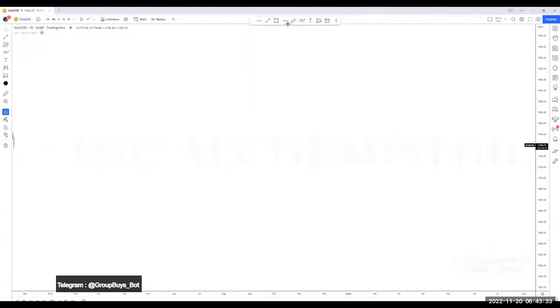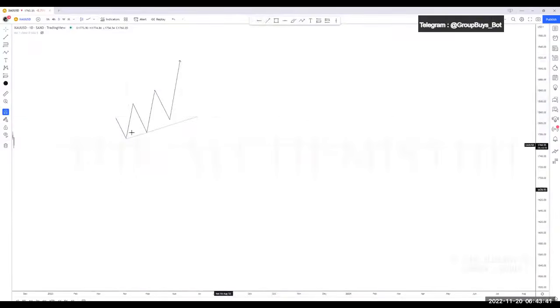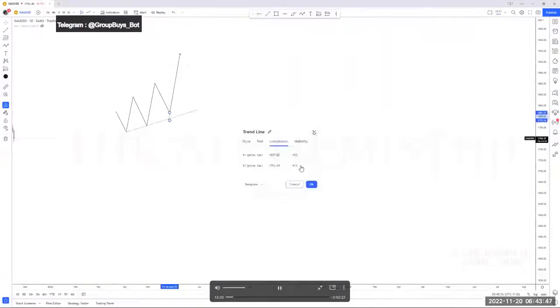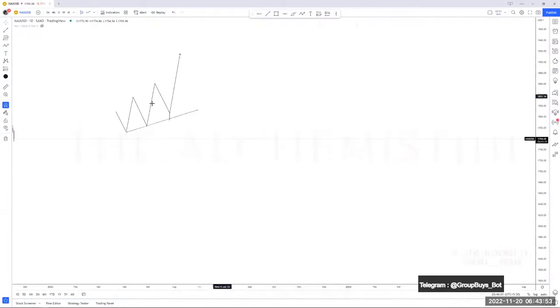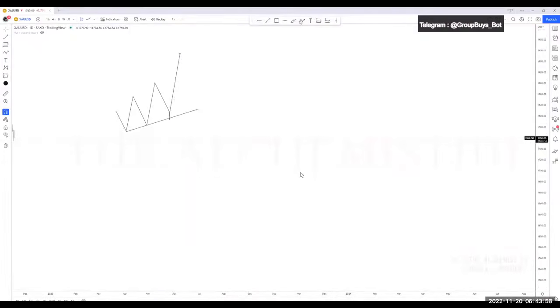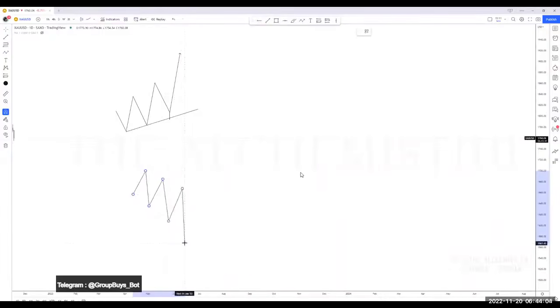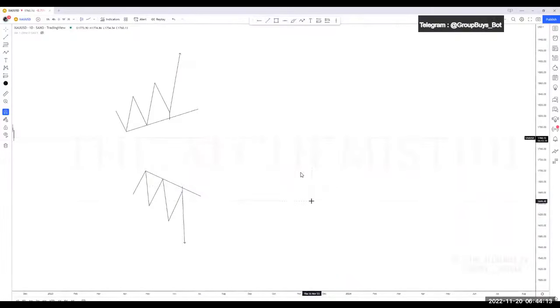Now let's say this will be the first type of trend line, very easy, like this. First touch, second touch, and the third touch will be our entry point. We call this an outer trend line. So this will be the first one. And the same thing right here will be the second one, just the opposite way. First touch, second touch, and the third touch will be our entry.